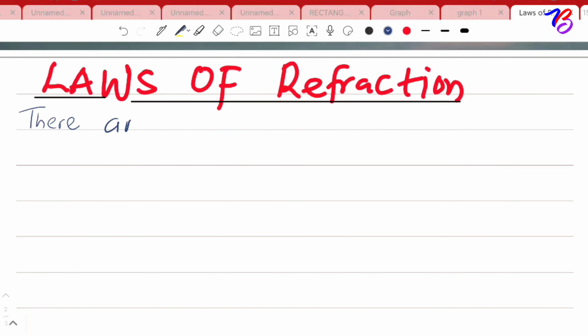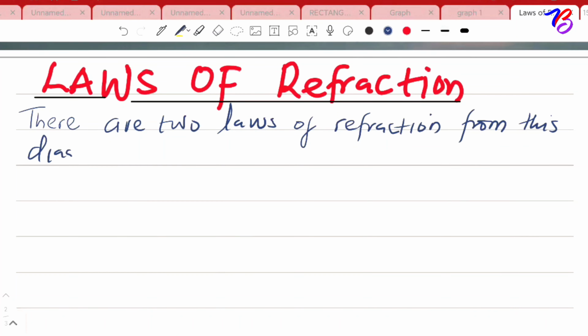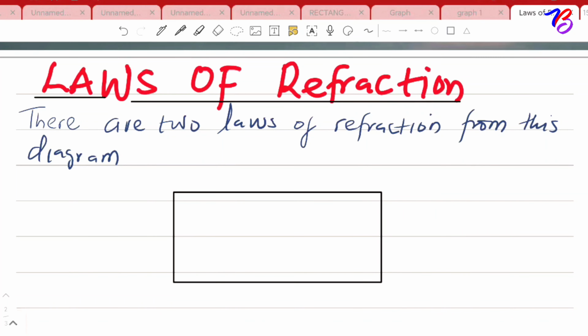Welcome once again. There are two laws of refraction. And we're going to draw a diagram to represent that. So let's begin by tracing out the outline of a rectangular glass prism or glass block. This is the outline. If you are given a glass prism, you trace it. That's your first step.